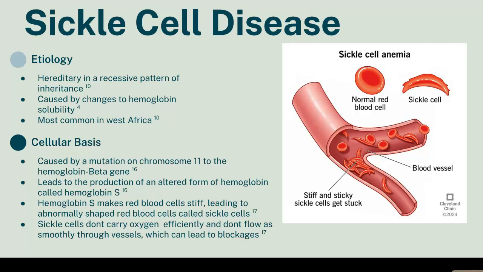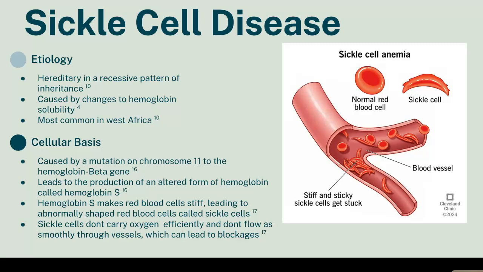Sickle cell disease is another genetic form of hemolytic anemia caused instead by changes to hemoglobin solubility. Sickle cell anemia is inherited in a recessive pattern and is seen most commonly in West Africa. Sickle cell disease is the result of a mutation on chromosome 11 to the hemoglobin beta gene, which leads to the production of an altered form of hemoglobin called hemoglobin S.